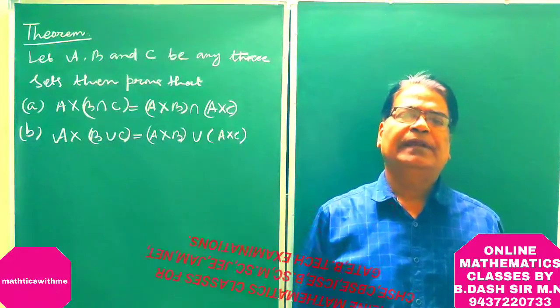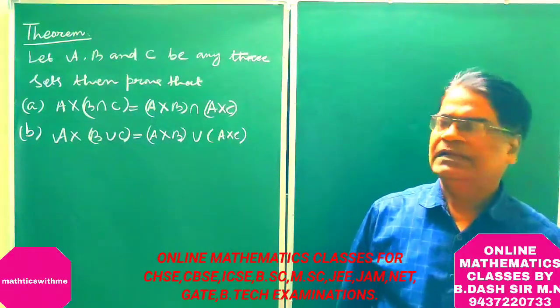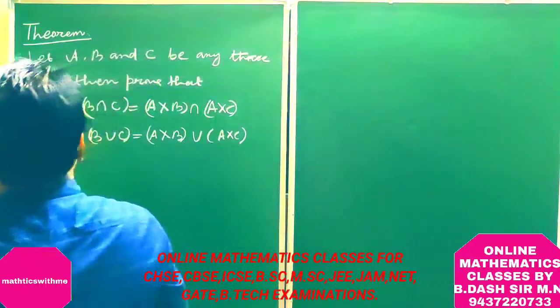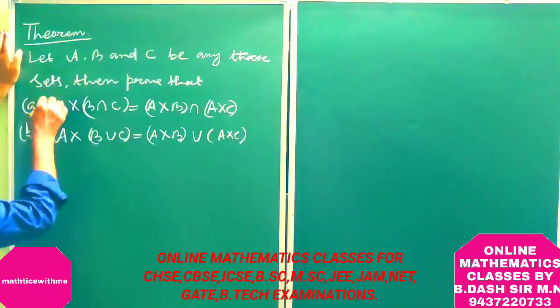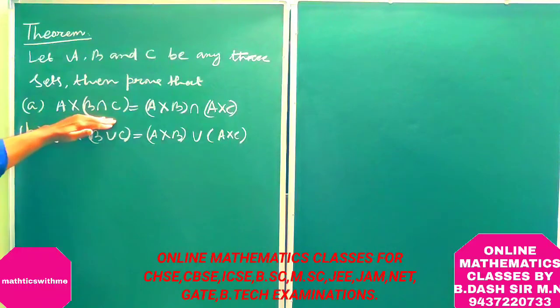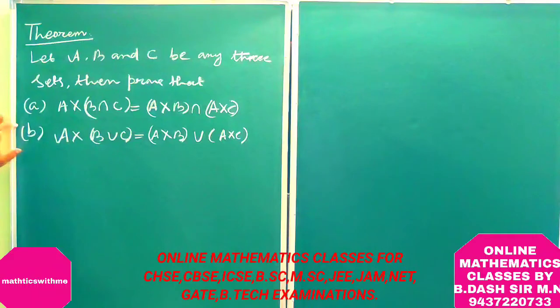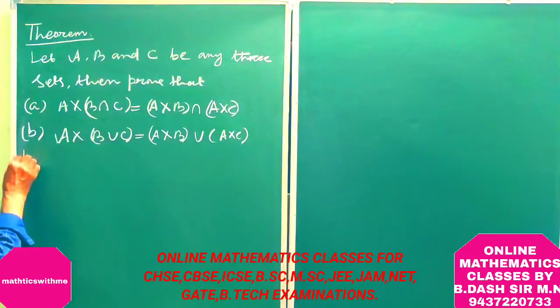Our next topic is theorem on product of sets. Now, let A, B, C be any three sets, then prove that A Cartesian product B intersection C is equal to A cross B intersection A cross C. In part B, we have to prove that A cross B union C is equal to A cross B union A cross C.